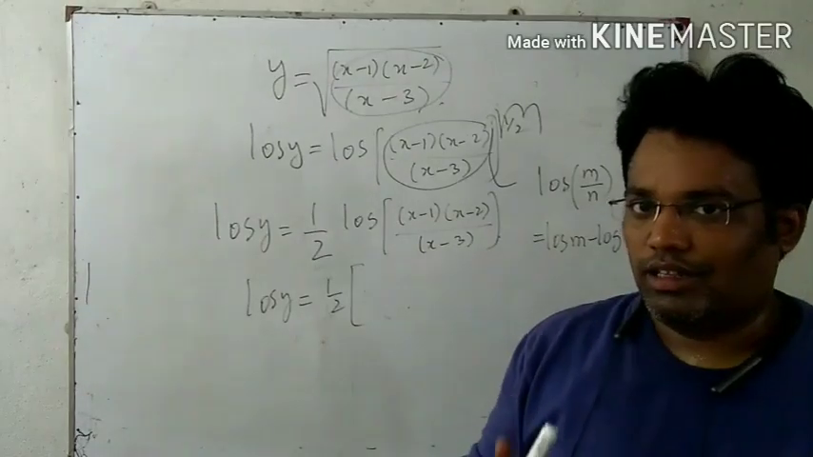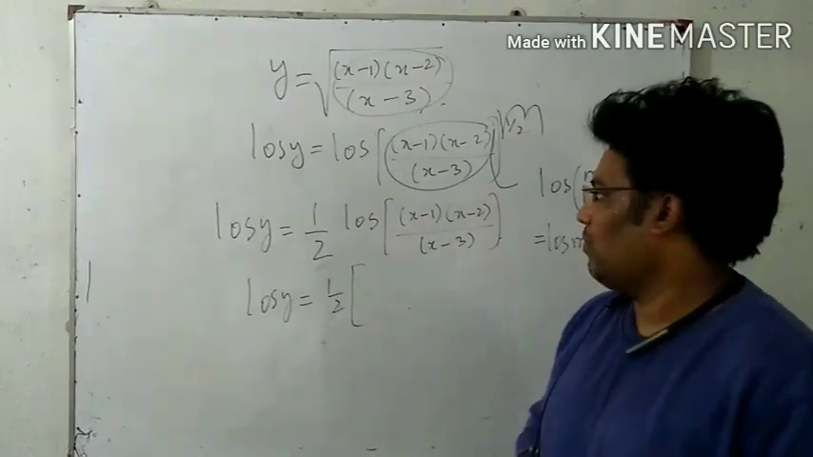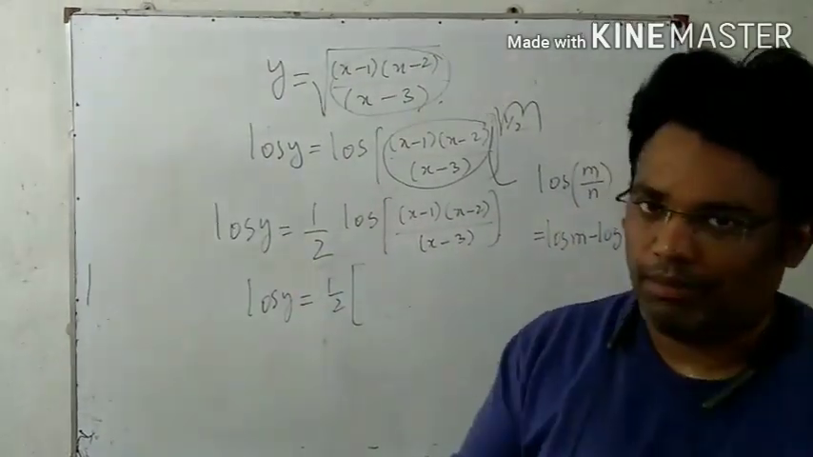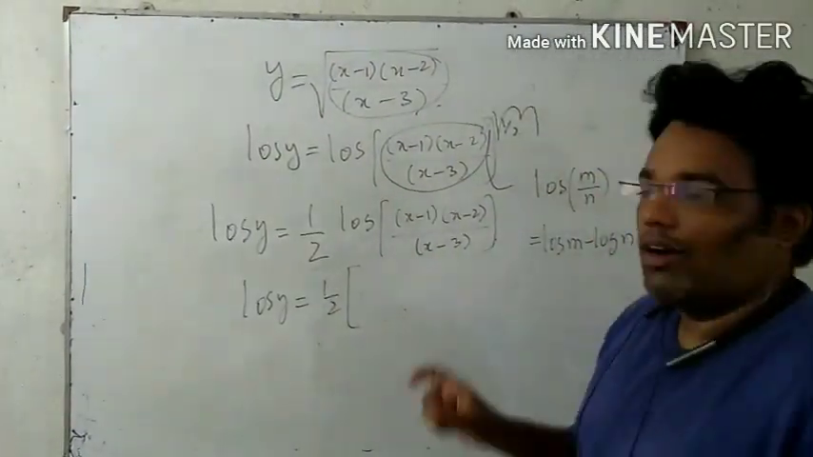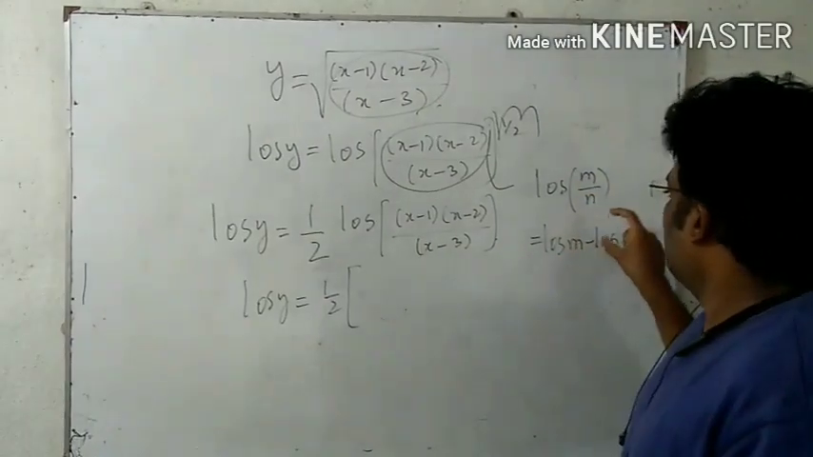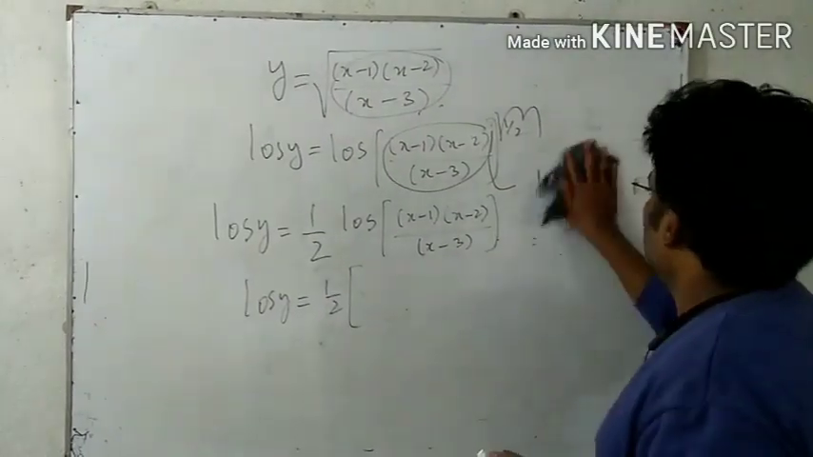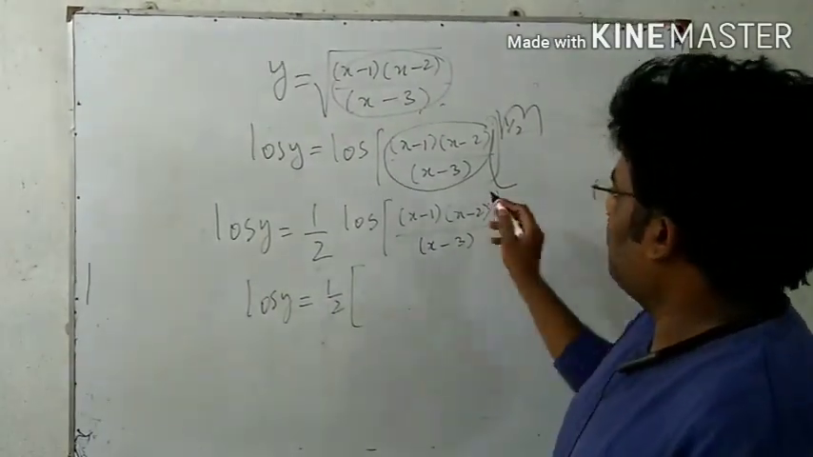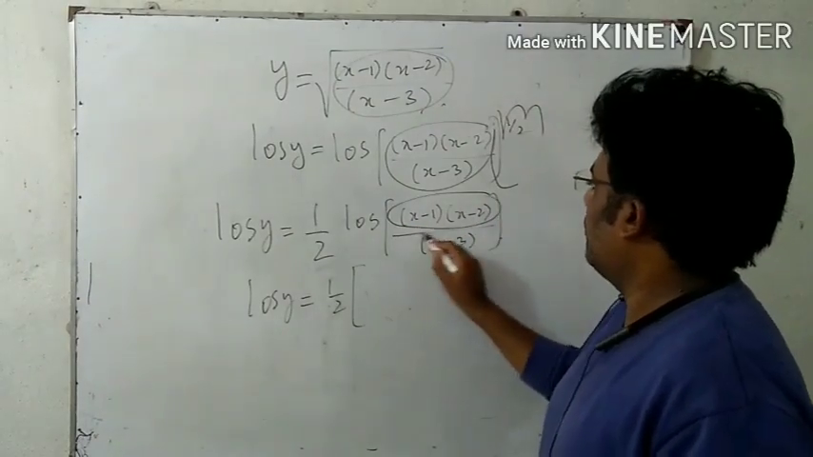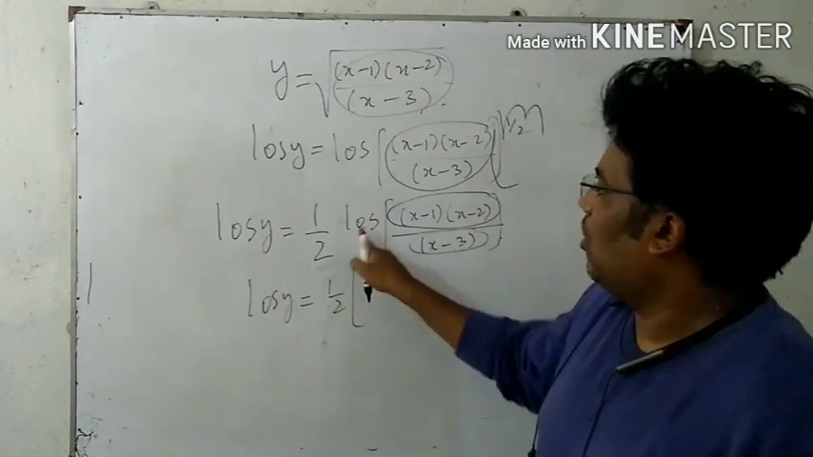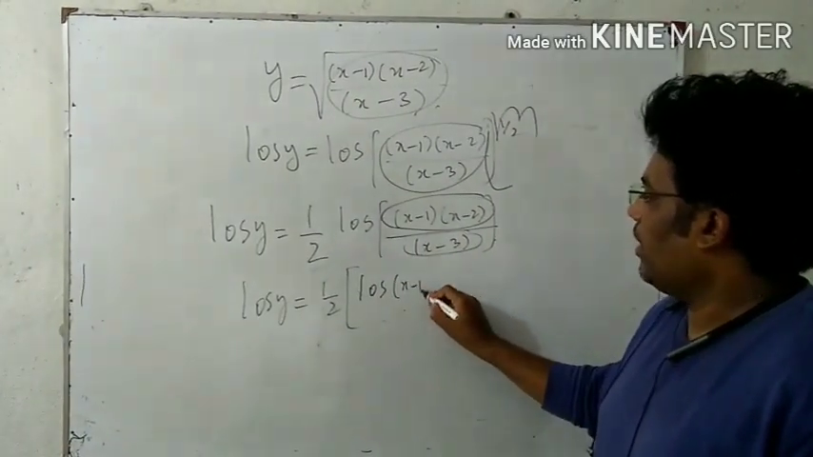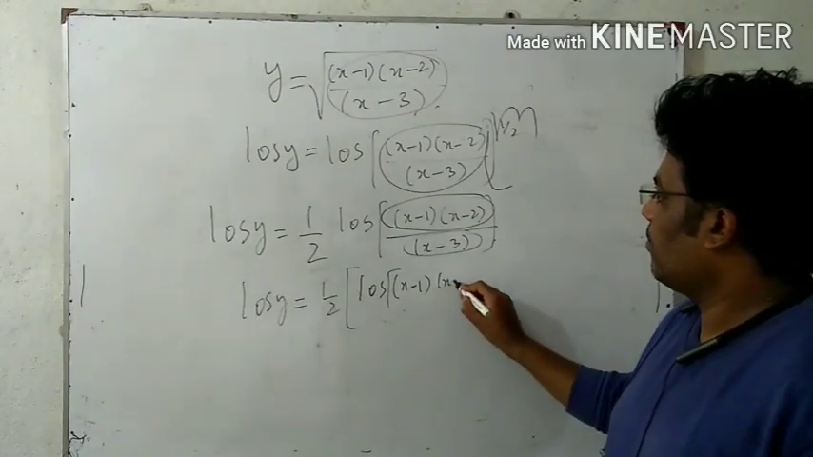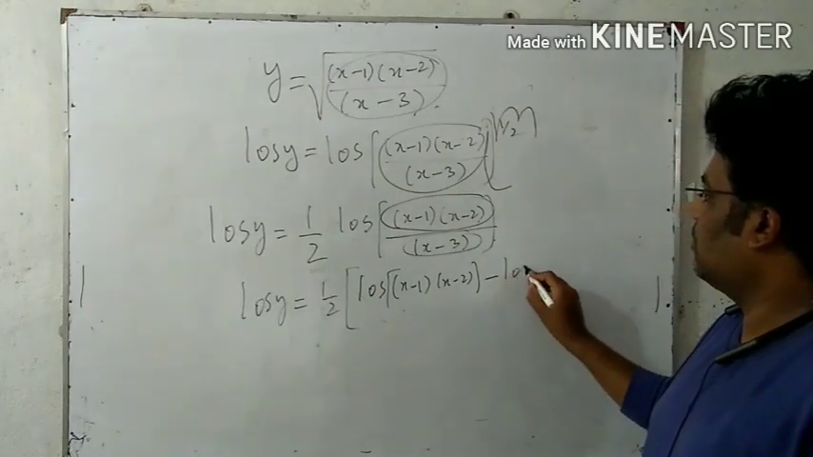Clear? When there is a product, we use this. One more formula is log a power m is m log a. The third is log m by n. Log m by n can be written as log m minus log n. Clear? Now I will use that. Look, this part is like m, divided by this part which is like n. Log m by n can be written as log m minus log n.